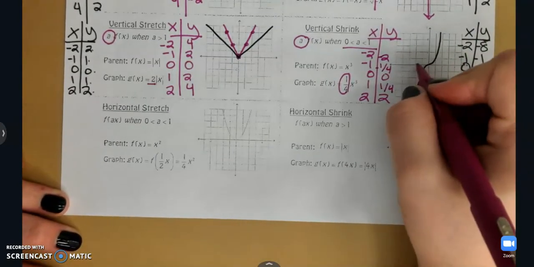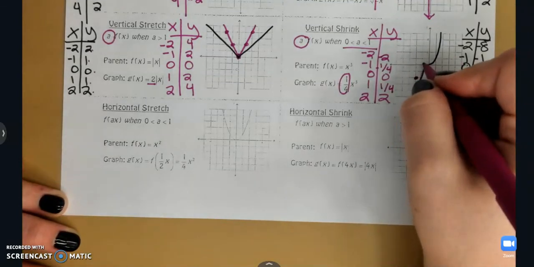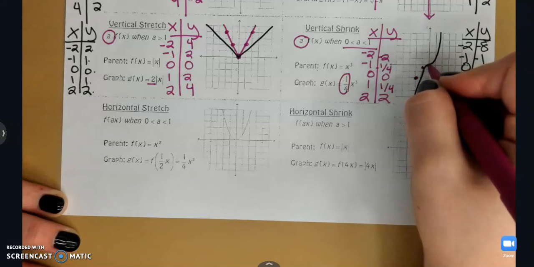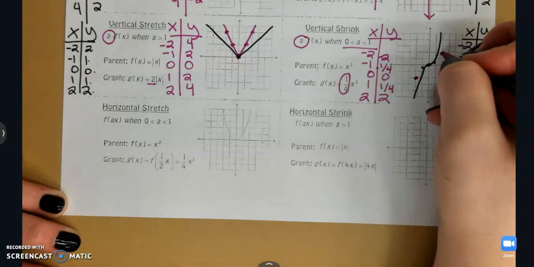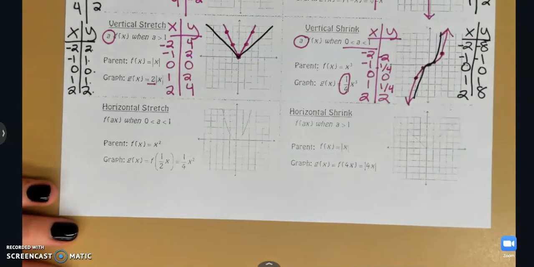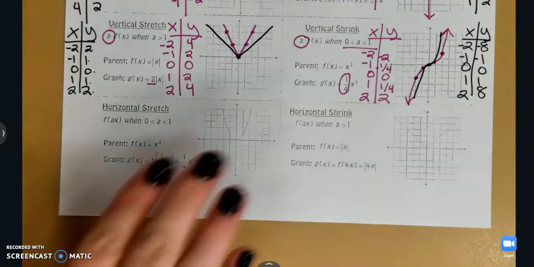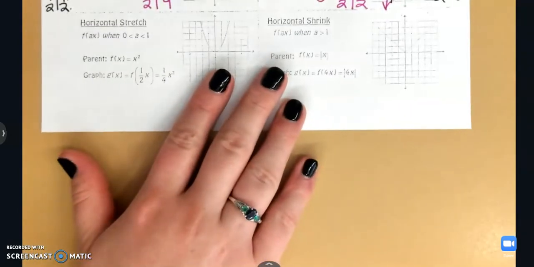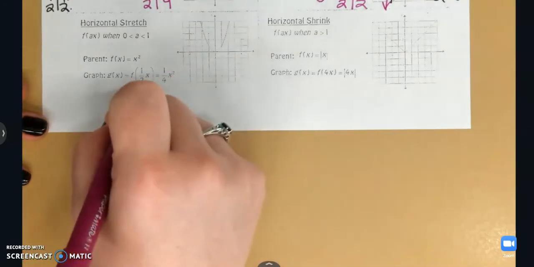So I now have -2, -2, -1, -1/4, 0, 0. And that is our vertical shrink. Our y values decreased. Okay? And last but not least, we have our horizontal stretch and shrink. This is when we are multiplying by something inside the parentheses.